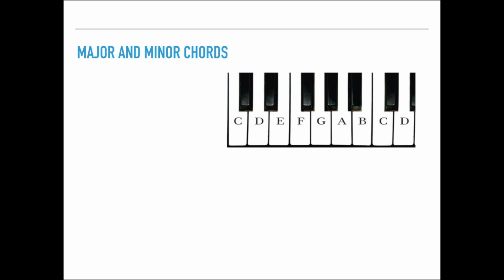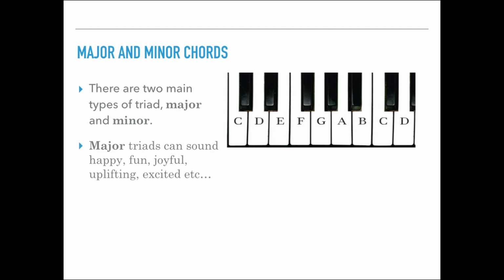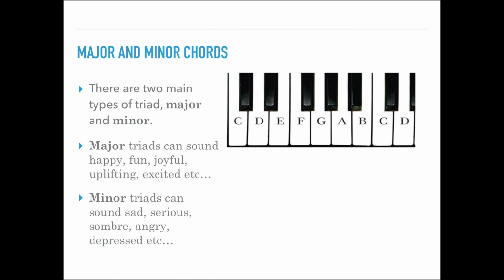Major and minor. The main 2 types of chord are major chords and minor chords. A major triad can sound happy, fun, joyful, uplifting, or exciting. A minor triad sounds sad or serious, somber, angry, and depressed. And it's often the chords, the harmony of a piece of music, that contributes the most to the mood of the piece.